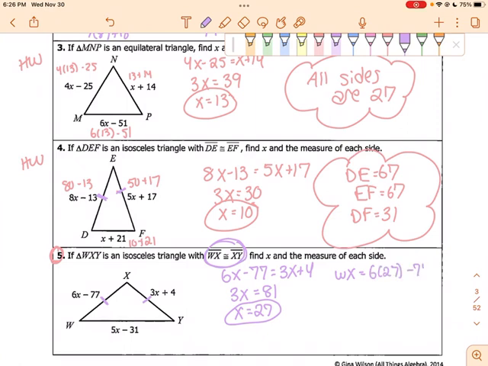And then you're just plugging it in everywhere. So WX is 6 times 27 minus 77. You could use a calculator. It is 85. XY should also be 85, but just check with your calculator. And it is 85. And then WY is 5 times 27 minus 31. You can use your calculator. You should get 104.